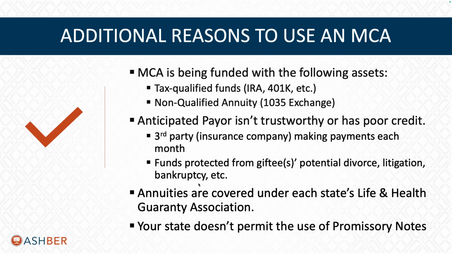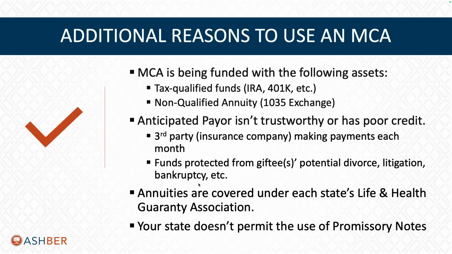You would have to use an annuity by way of an IRA rollover or IRA transfer, or if you have a deferred non-qualified annuity, we can do a 1035 exchange of that into a Medicaid compliant annuity. Another reason is that the anticipated payor is not trustworthy or maybe has poor credit.